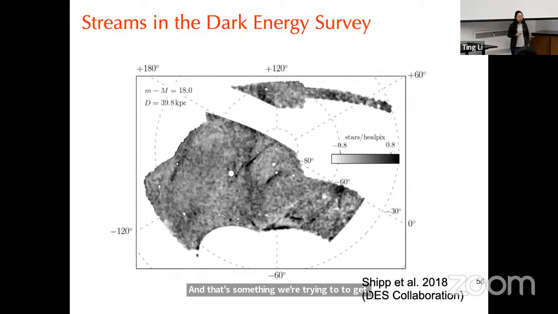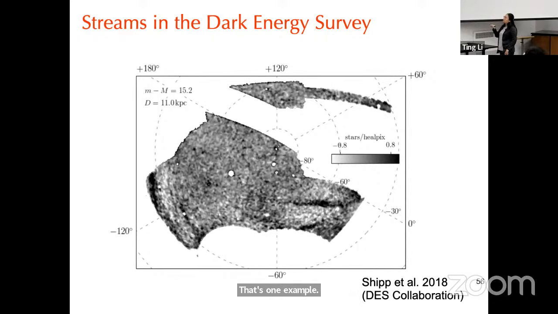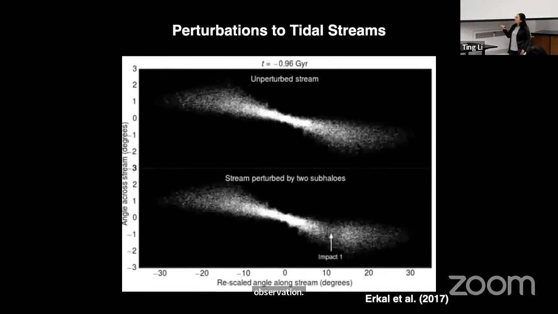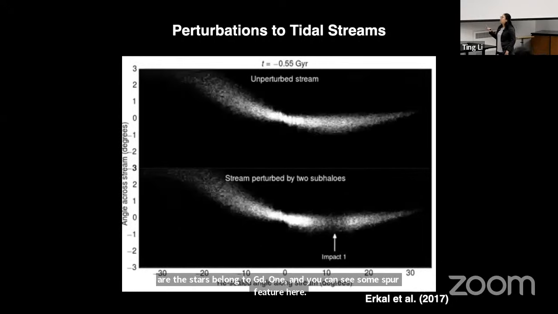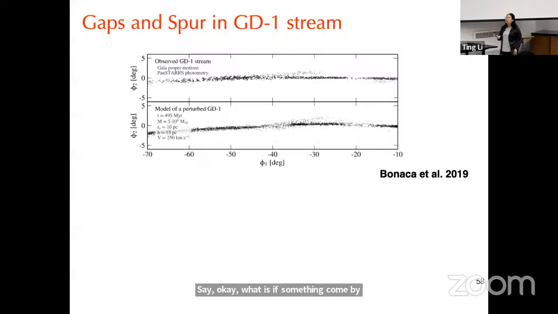And this is actually something already being observed. That's one example. This is a stream called GD1. The top panel is from observation. These are the stars belonging to GD1. And you can see some spur feature here, we call it, and some gap feature here. And the bottom is from a simulation or modeling. Say, okay, if something comes by, perturbs the stream and causes these kind of things, what kind of properties could that perturber have? And that's what this work got. So they mimic the stream morphology on the top and then try to get the best-fit parameters for this perturber. And this is what we have here.